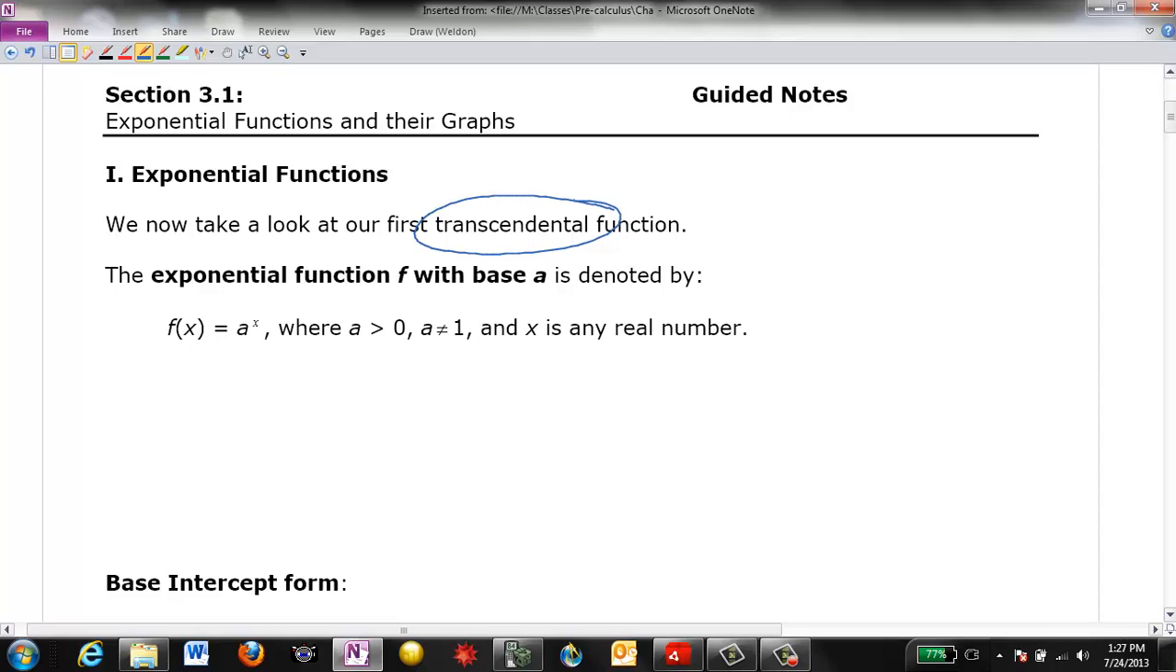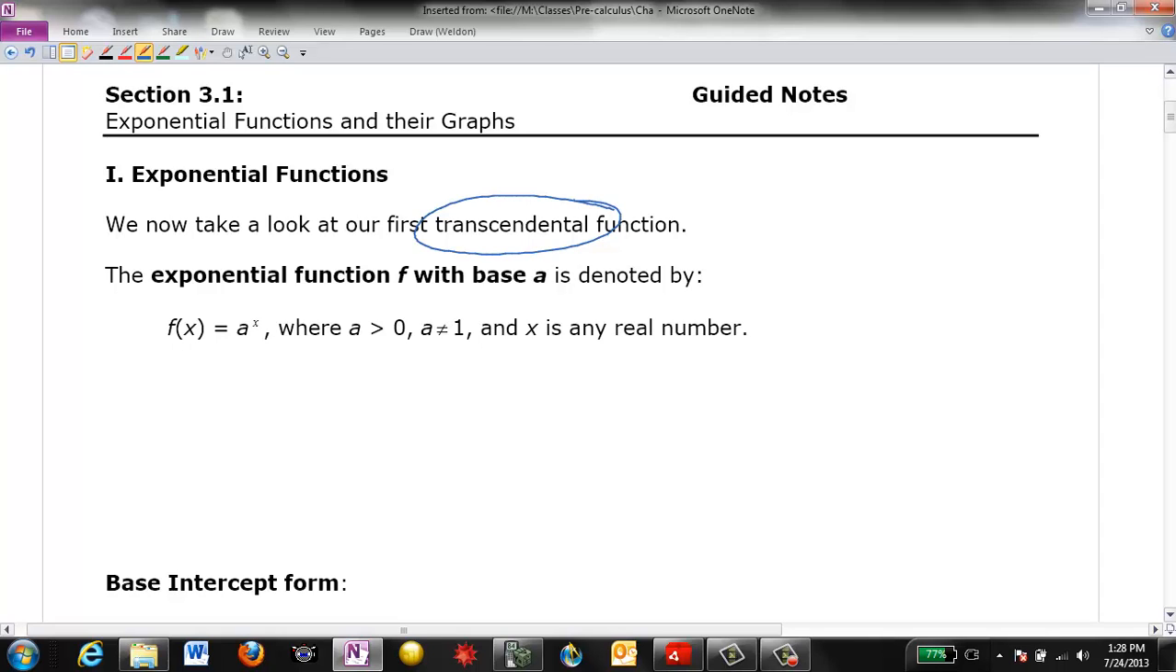So the first transcendental function we're going to talk about is the exponential function. We're going to call it f with a base a. Okay, so let's kind of go through this. It's clearly defined here, but we're going to go through and break it down piece by piece and talk about why they defined an exponential function the way that they did here.